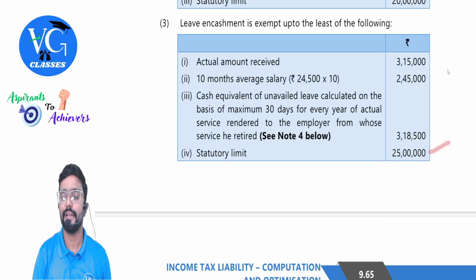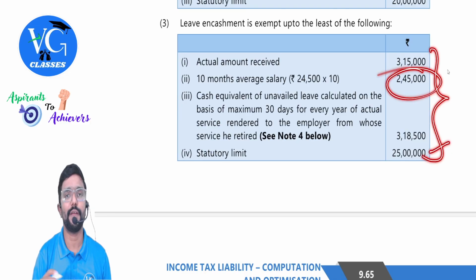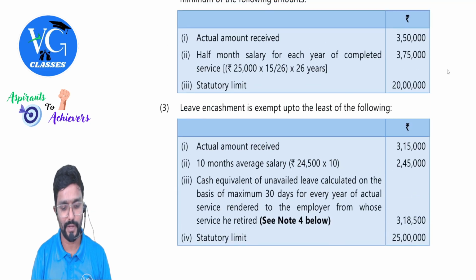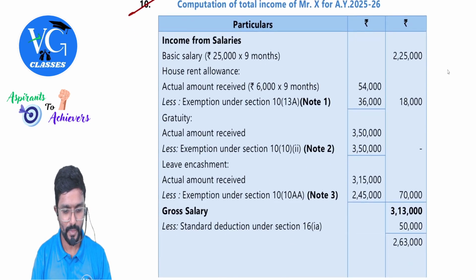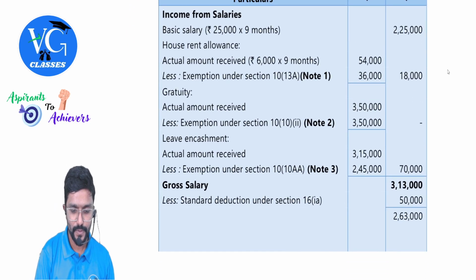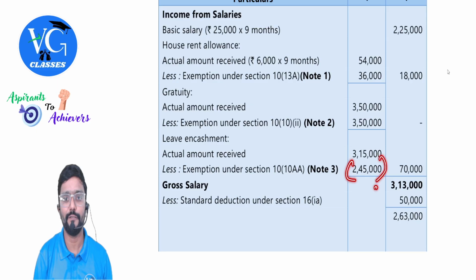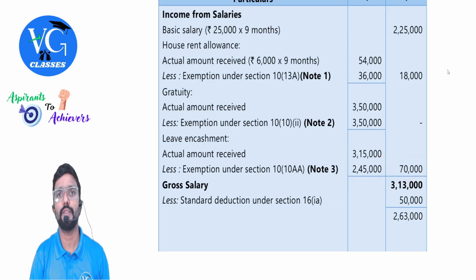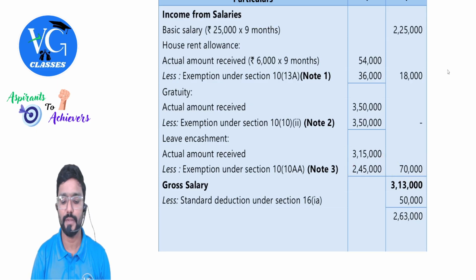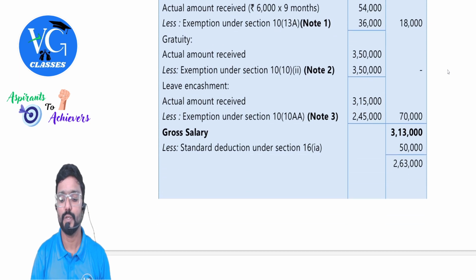Statutory limit is 25 lakh. Whichever is lower is 2,45,000. So leave encashment received is 3,15,000. Exempt is 2,45,000. Remaining is 70,000, taxable under the salary head. So gross salary is 3,13,000.